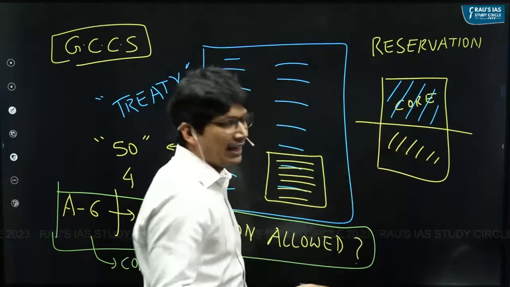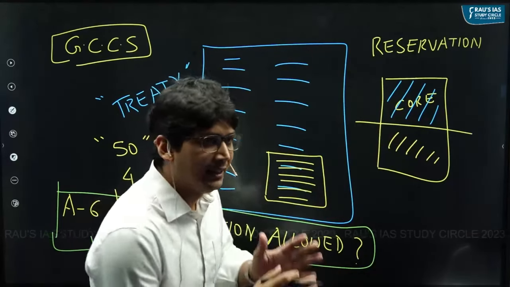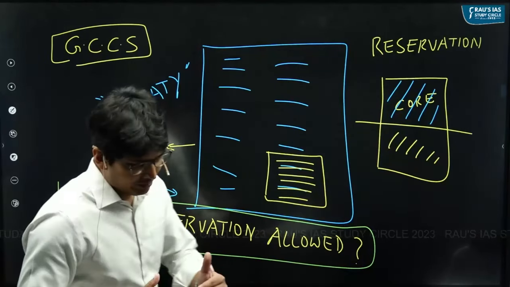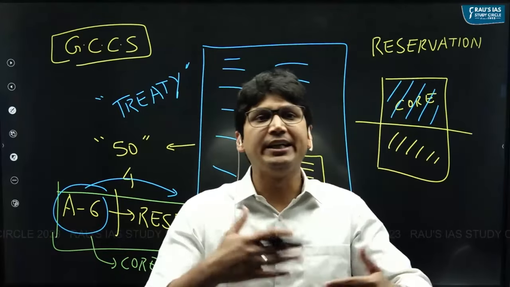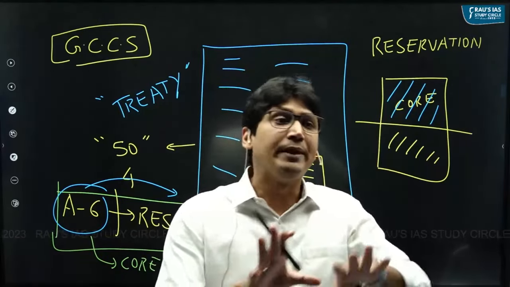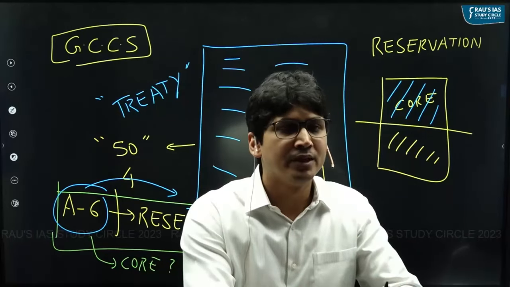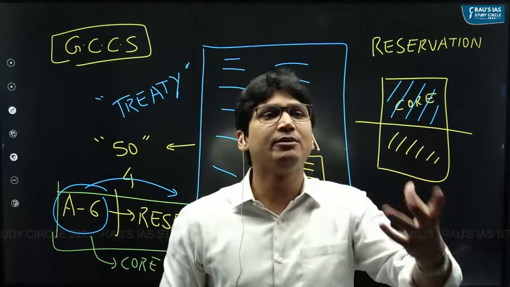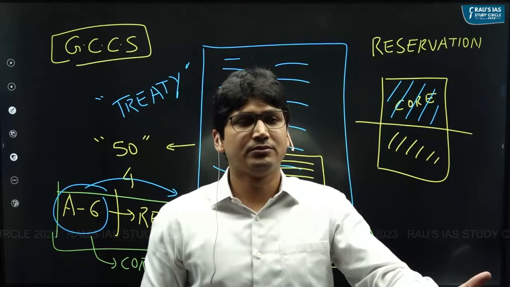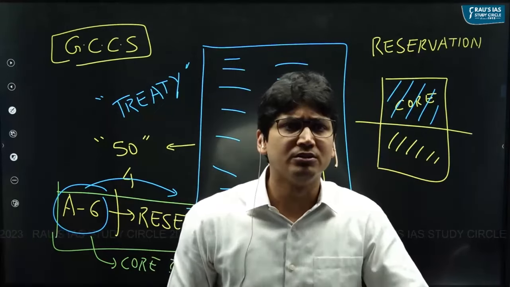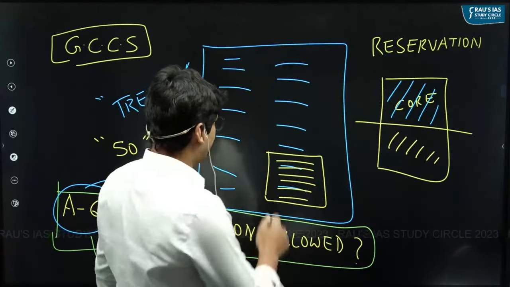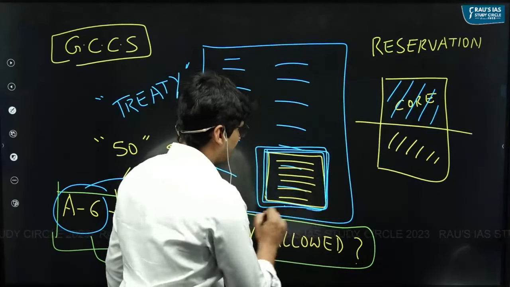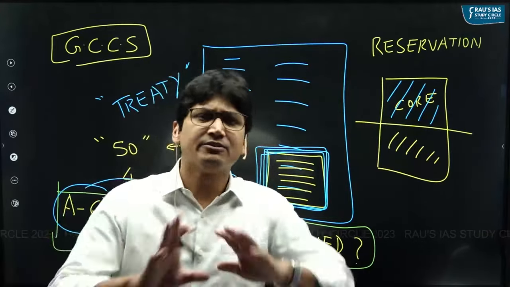Two to three things arise here. That Article 6 of the treaty, which talks about this method of determining or delimiting or dividing the continental shelf based on the equidistance principle, is this a core part of the treaty? And if this is a core part of the treaty, then is reservation allowed for Germany? Can Germany say that I will not agree to this part of the treaty, that is Article 6 of this particular treaty? These were the questions raised.